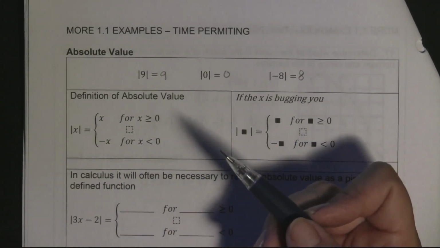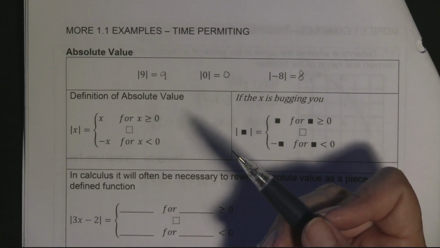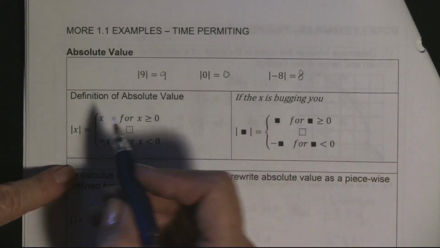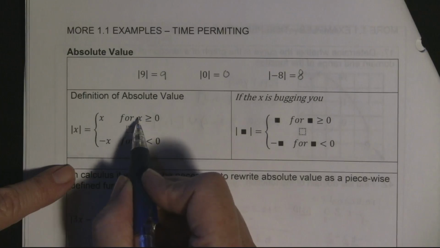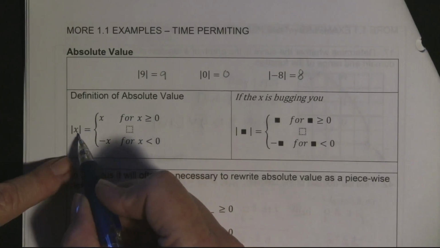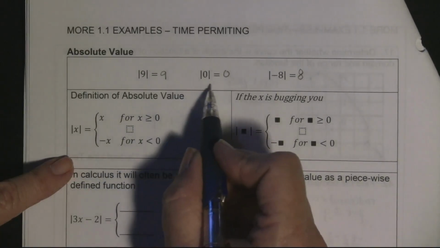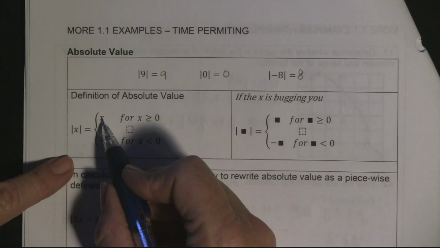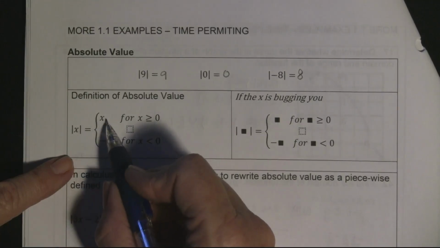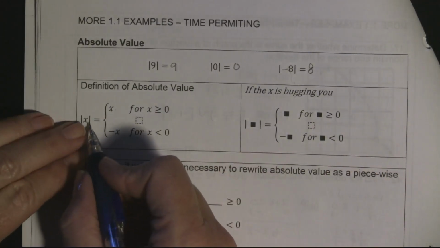Now, so that you can see that x is supposed to take on the value of any number that you want. And I just want to show you that this does work for these numbers that we had up here. If I put 9 in here, well, 9's bigger than 0, so I should be using this top one. So the absolute value of 9 should be 9, right? It should be the same thing. 0 is greater than or equal to 0, so I should be using the top one, and the absolute value of 0 should be 0.